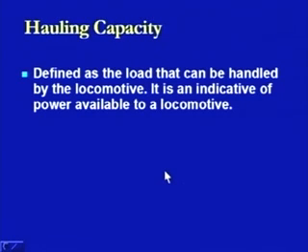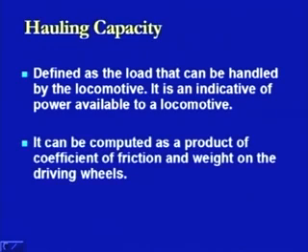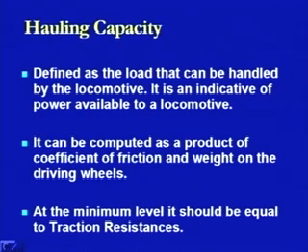Now, once we have the idea of the different resistances which have been caused, the other aspect here is that on the basis of these resistances we can find out the hauling capacity. This hauling capacity is defined as the load that can be handled by the locomotive. It is indicative of the power which is available to the locomotive, and this can be computed as a product of the coefficient of friction and the weight on the driving wheels. Another thing is that at the minimum level it has to be equal to the tractive resistances which have been offered to the movement, that is what we have seen previously as RT1 plus RT2 plus RSA plus RW.